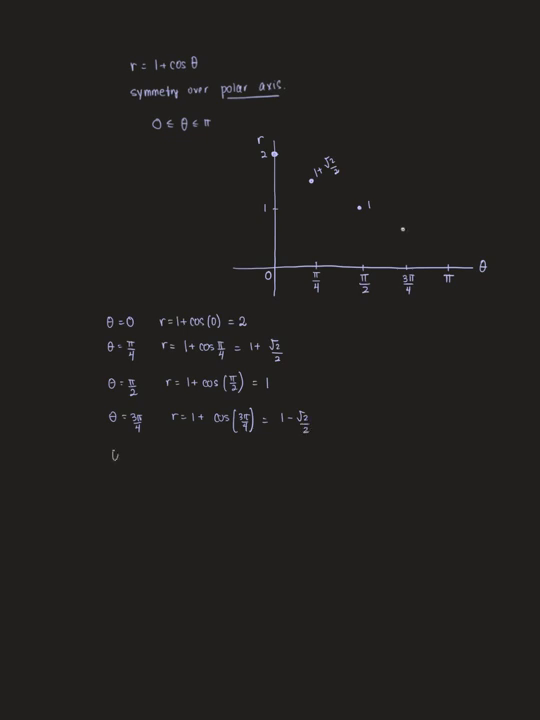And then finally, when theta is equal to pi, r will be 1 plus the cosine of pi. Cosine of pi is -1, so this will just be 0, and we're down to 0. So we know that r is decreasing as theta is increasing from 0 to pi. I'm not quite sure how it's decreasing. Maybe we can use some calculus later on to figure that out.